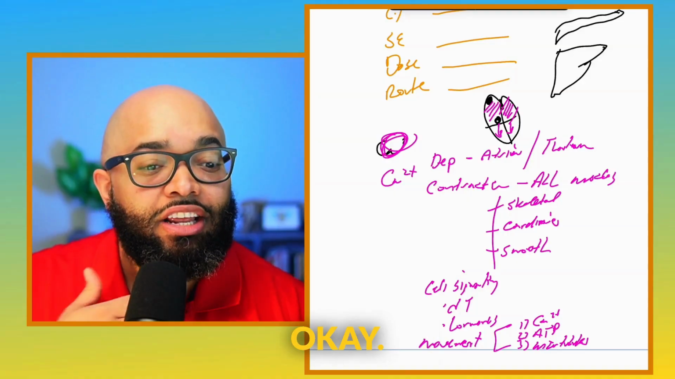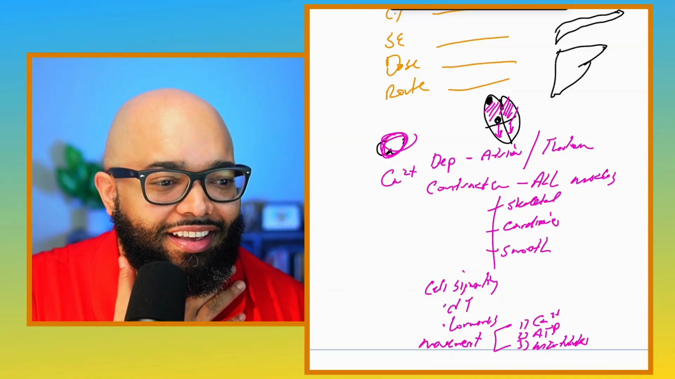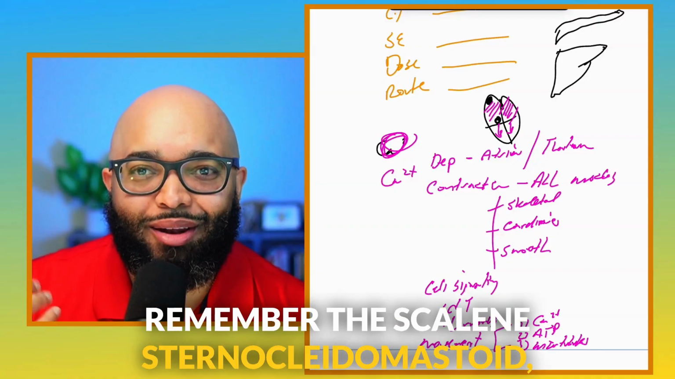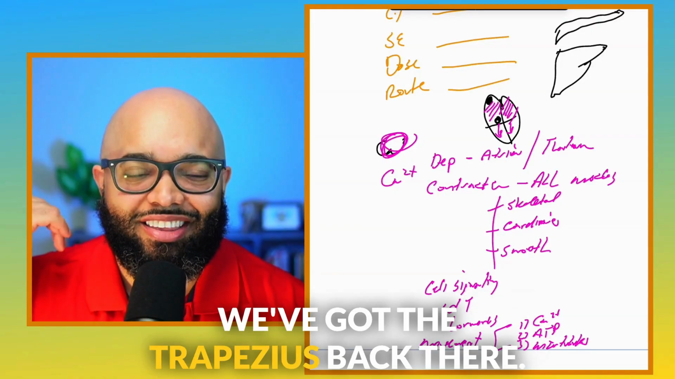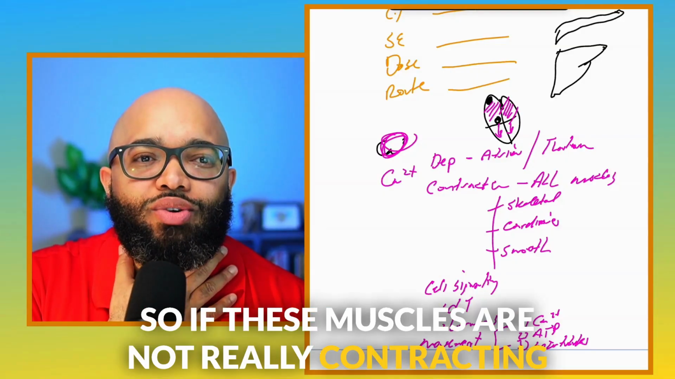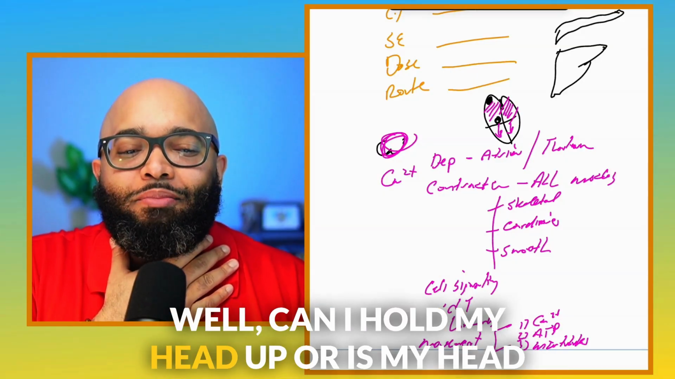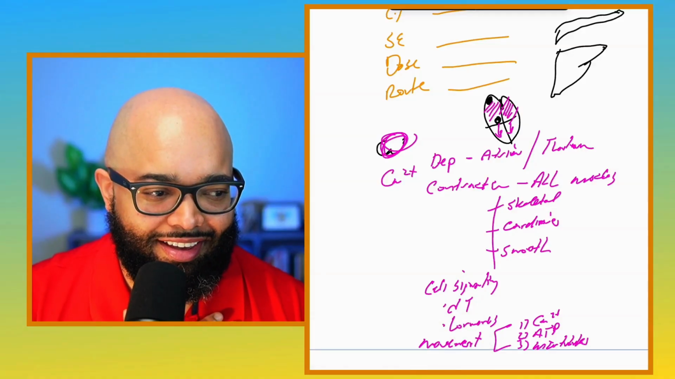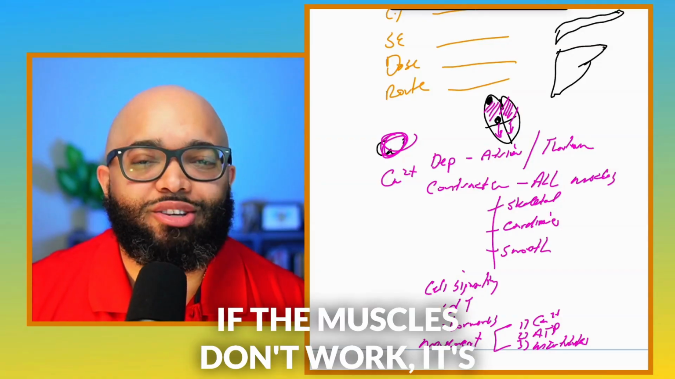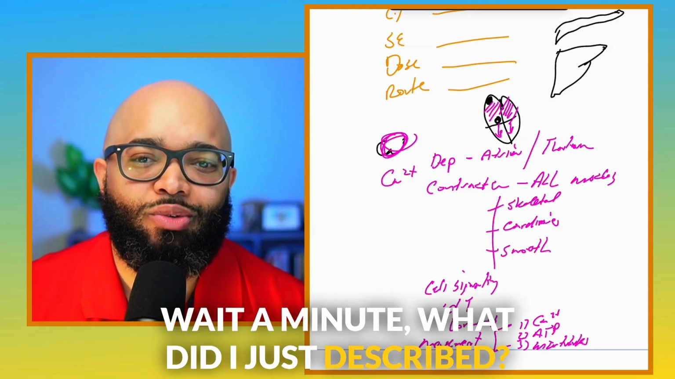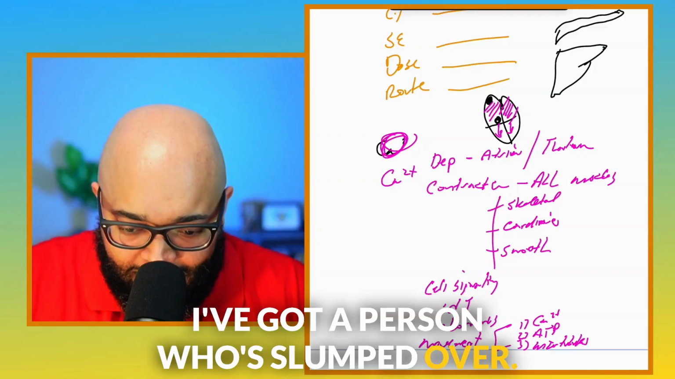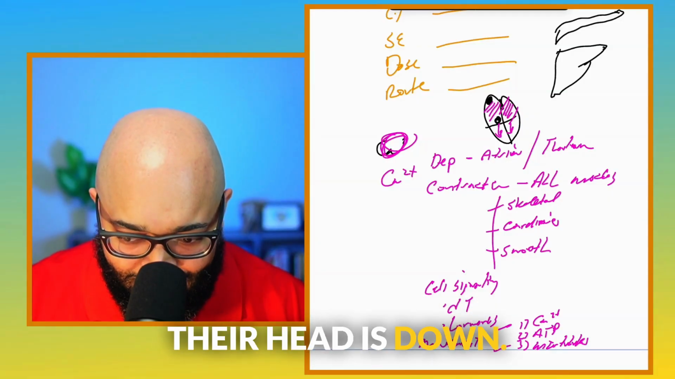Okay. Do I have muscles in my neck? Yeah, we've got accessory muscles that help us breathe. Remember the scalene, sternocleidomastoid, things like that, right? We've got the trapezius back in the back. So if these muscles are not really contracting well, can I hold my head up or is my head going to be down? Up or down? If the muscles don't work, it's going to be down. Wait a minute. What did I just describe? Picture this person. I've got a person who's slumped over. They can't move. Their head is down.